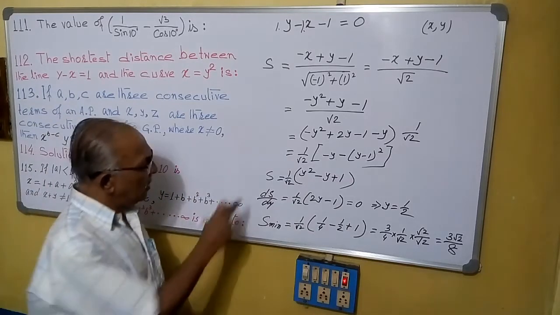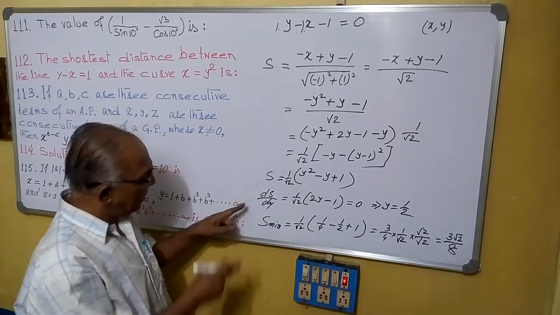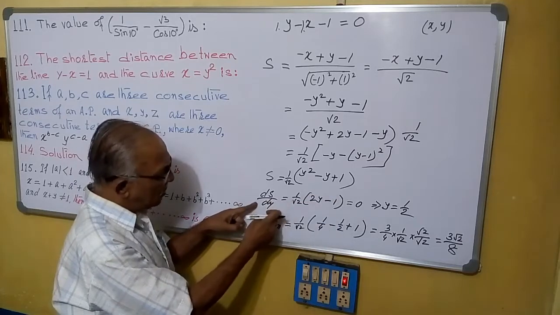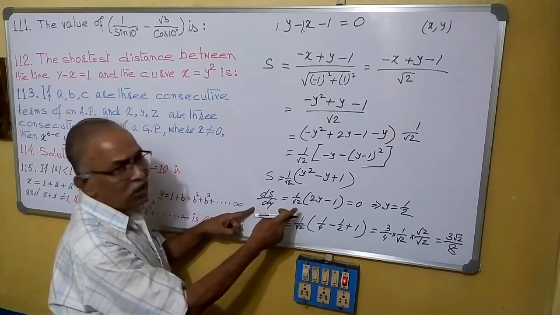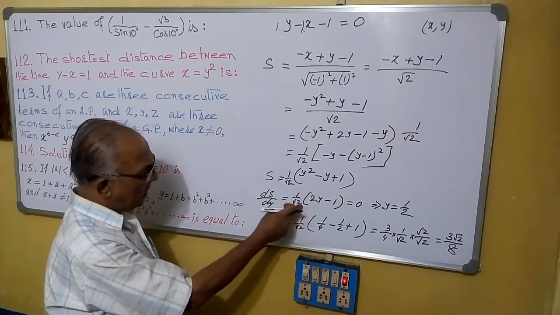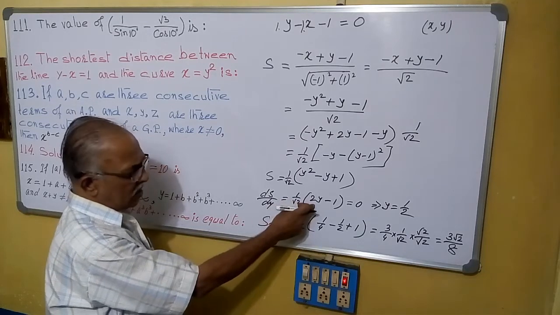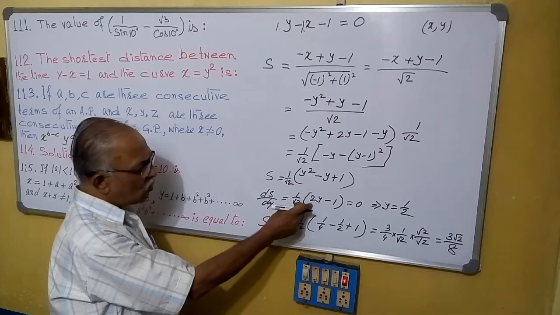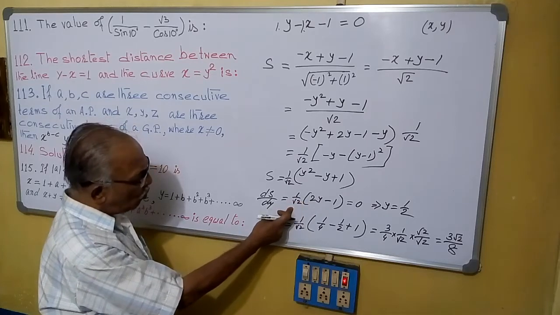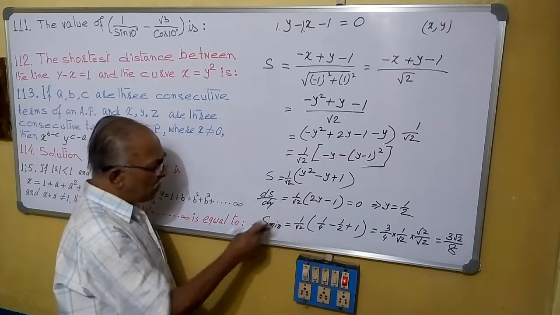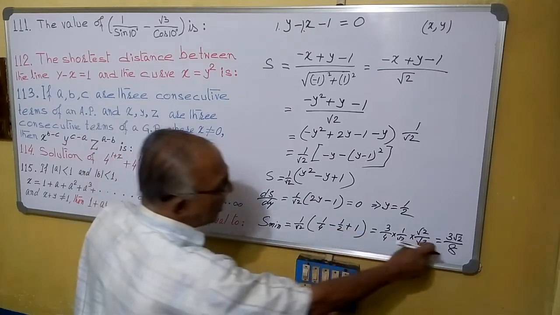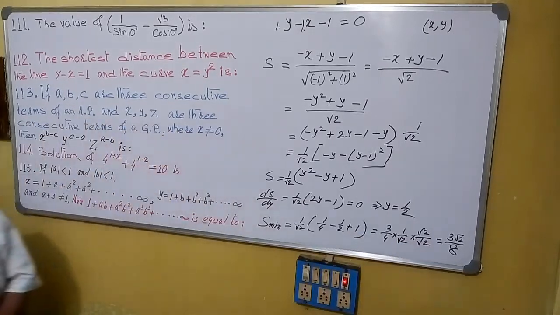If you like, you can take the derivative of this one, ds by dy, meaning d2s by dy square. If you are finding it, then you will get a positive quantity. d2s by dy square is coming 1 by root 2 into 2. Positive indicates it is minimum. Hence, this is the minimum value.